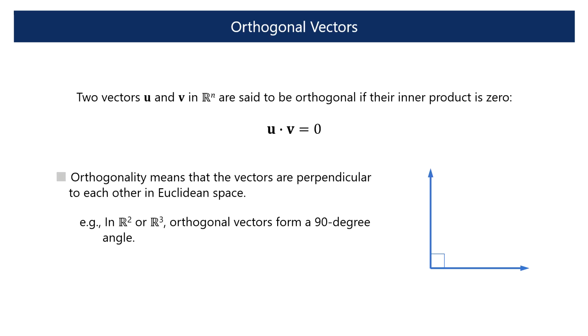Let's start with the definition of orthogonality. Two vectors u and v in Rn are said to be orthogonal if their inner product is zero. Orthogonality means that the vectors are perpendicular to each other in Euclidean space. For example, in R2 or R3, orthogonal vectors form a 90-degree angle.